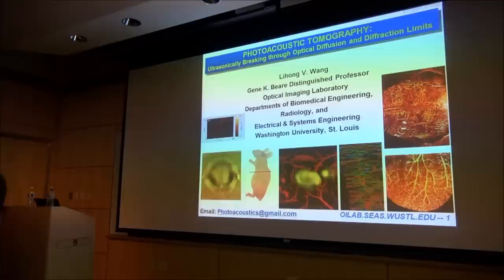Can you tell us something about, in deep tissue imaging, about quantification? So how do you account for the depth dependence of the attenuation of the laser light? Right. How do you quantify it? Because that's a big challenge, I would imagine.